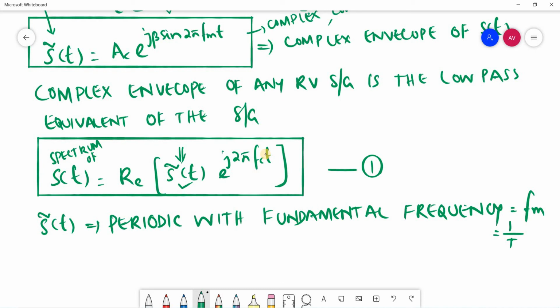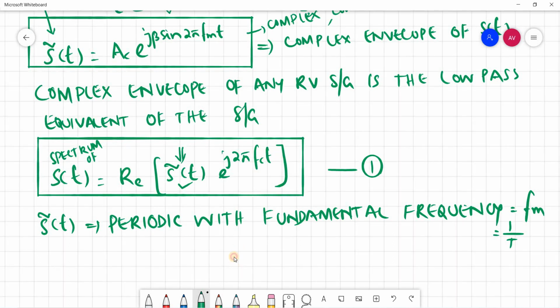Then if we multiply s tilde of t with e power j 2 pi fct, by the frequency shifting property of Fourier transform, multiplication with e power plus j 2 pi fct will actually be shifting right by an amount fc in the frequency domain. So using that idea we will find out the spectrum of s of t. So that is what we are going to do, right?